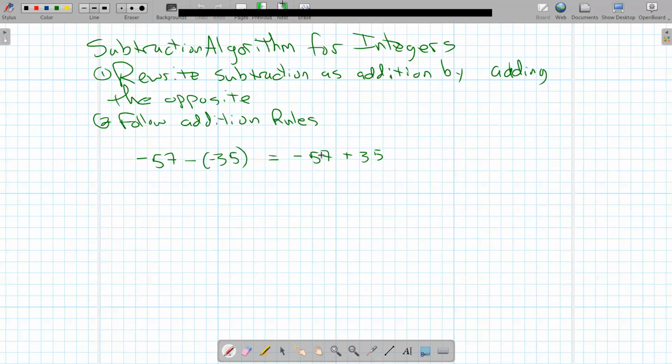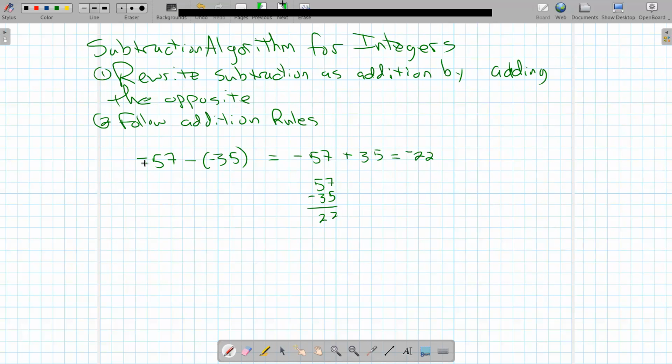So here I would say, all right, let's ignore the signs for a minute and just write that as 57 take away 35. 5 to 7 is 2, 3 to 5 is 2. So this answer has something to do with 22, but negative 57 is further from 0 than 35, so that should be a negative 22 there. So that should be the result of the answer. So that's the set of rules. We have the addition rule, and then for subtraction, we just rewrite the subtraction as adding the opposite of the next number, follow the other rules.